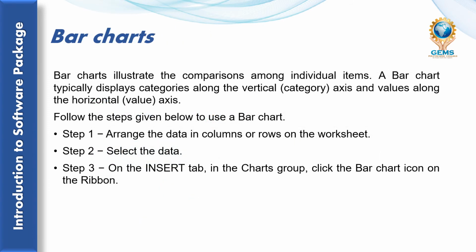Now we will see the bar chart. So what is a bar chart? A bar chart illustrates the comparisons among individual items. Bar charts typically display categories along the vertical axis and values along the horizontal axis. So we have to follow these steps to use the bar chart. First, you have to arrange the data in columns or rows on the worksheet, and you can select that data and go to the Insert tab, and in the Charts group you can select the bar chart icon on the ribbon.